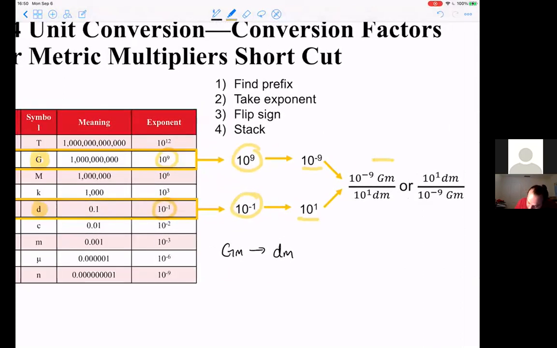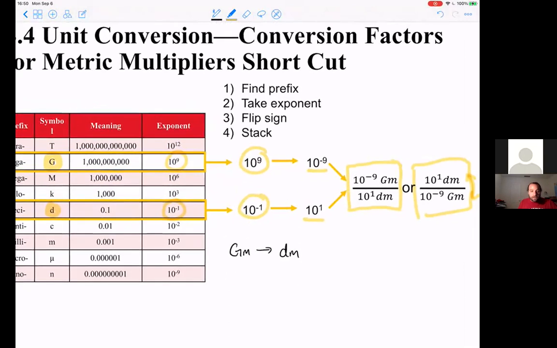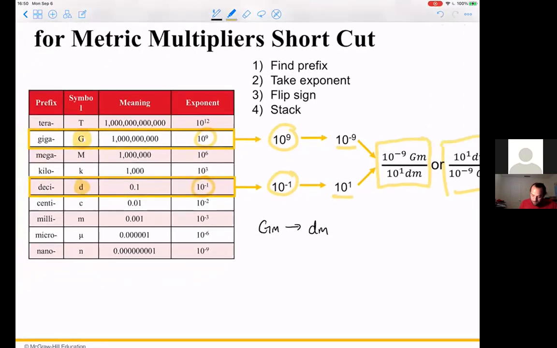So 10 to the negative 9 gigameters is equal to 10 to the 1 decimeters, or just like before, I can flip those around and get the inverse. So if we want to know how to convert from one metric prefix to the other, this is a great shortcut on how to do that. You're going to find it on the chart, take that exponent, but then flip the sign of that exponent. So let's just do another one.